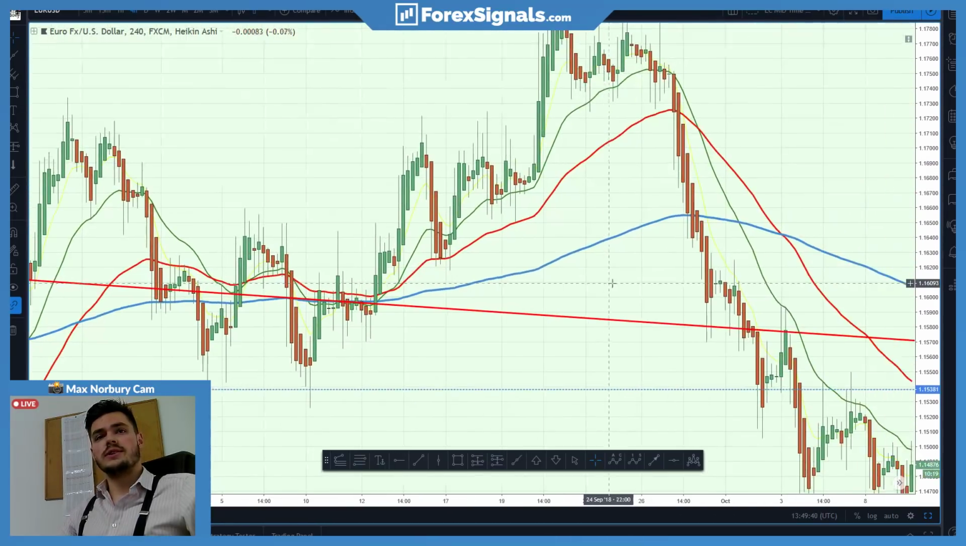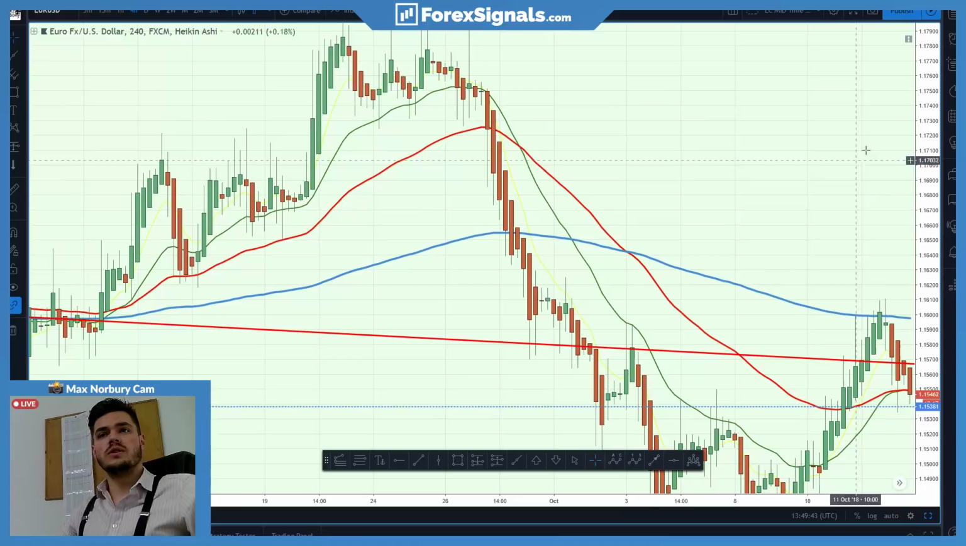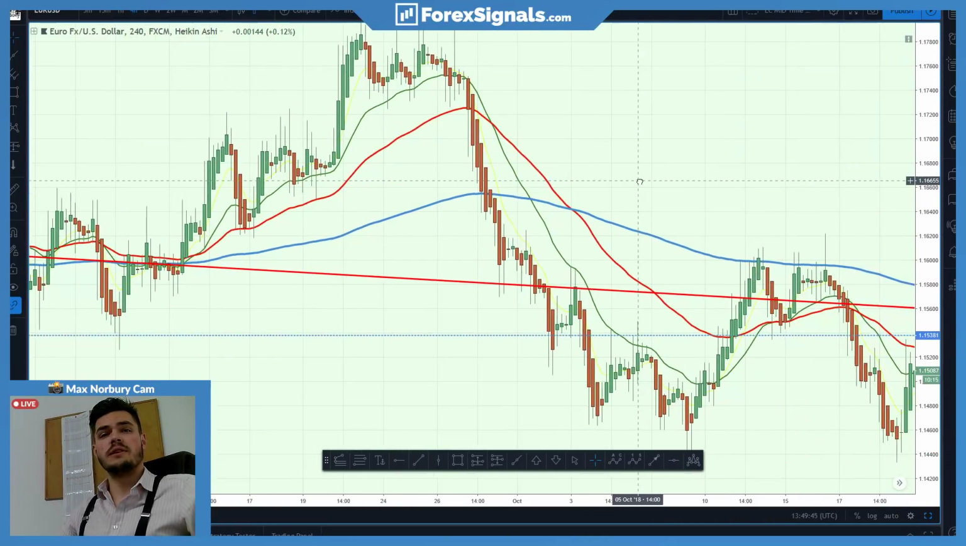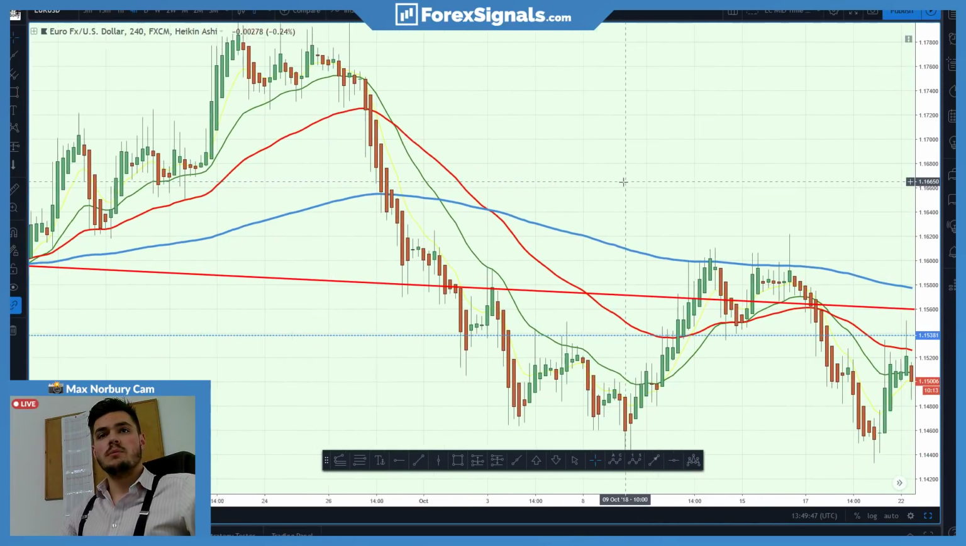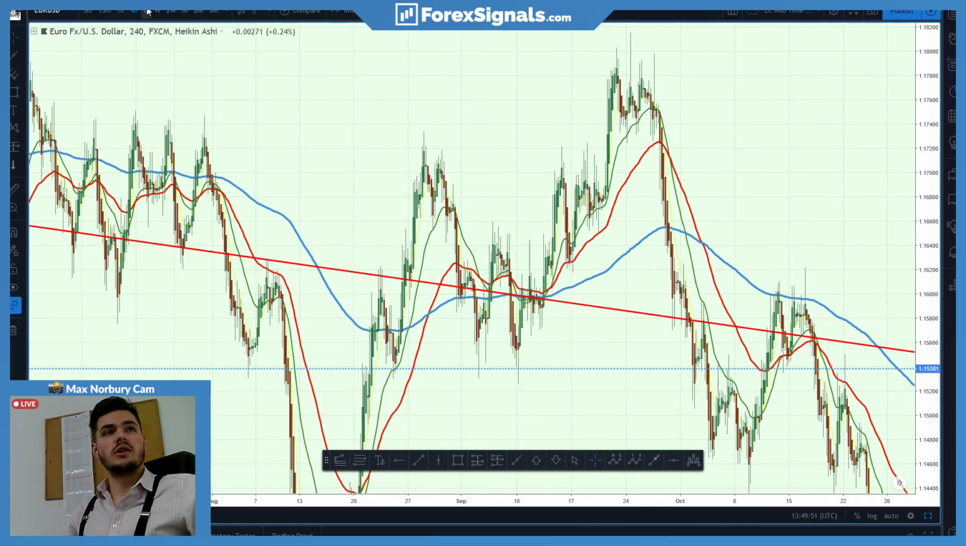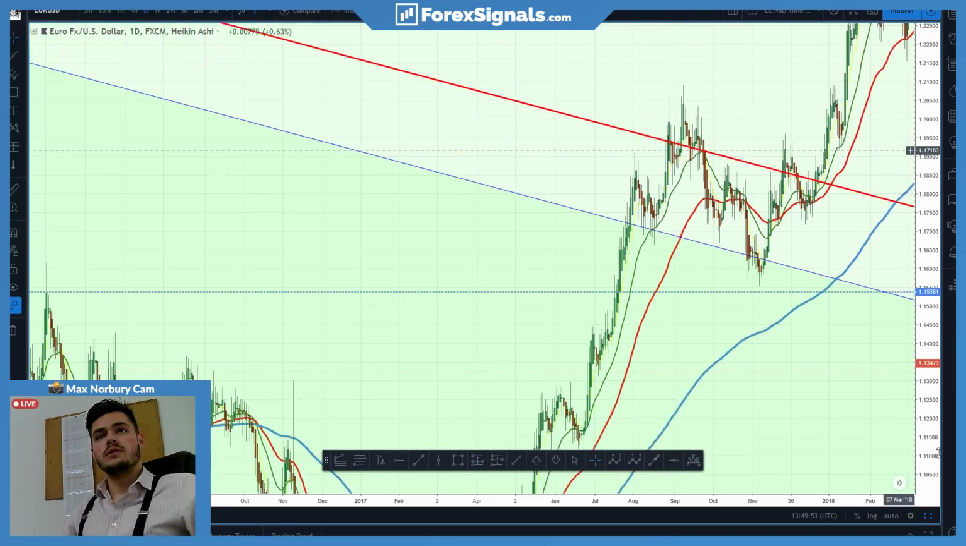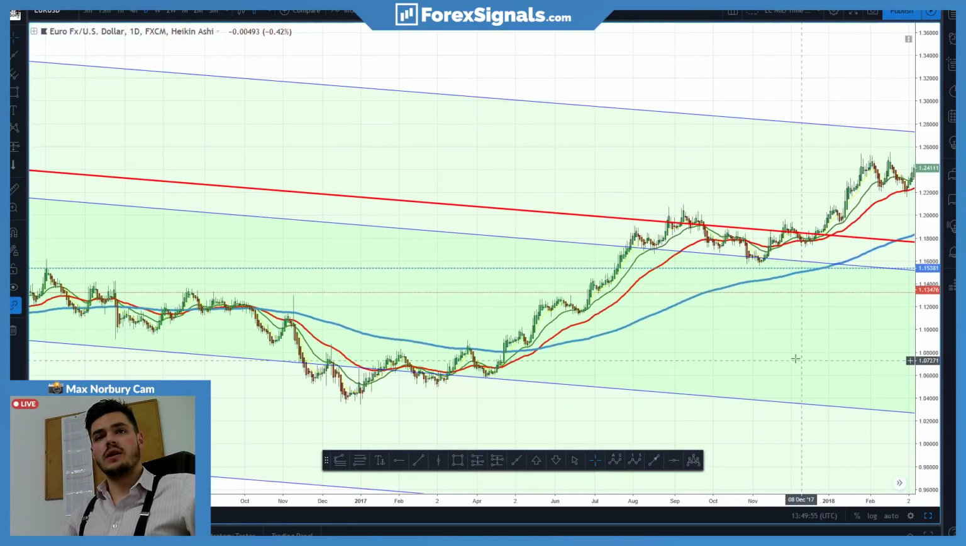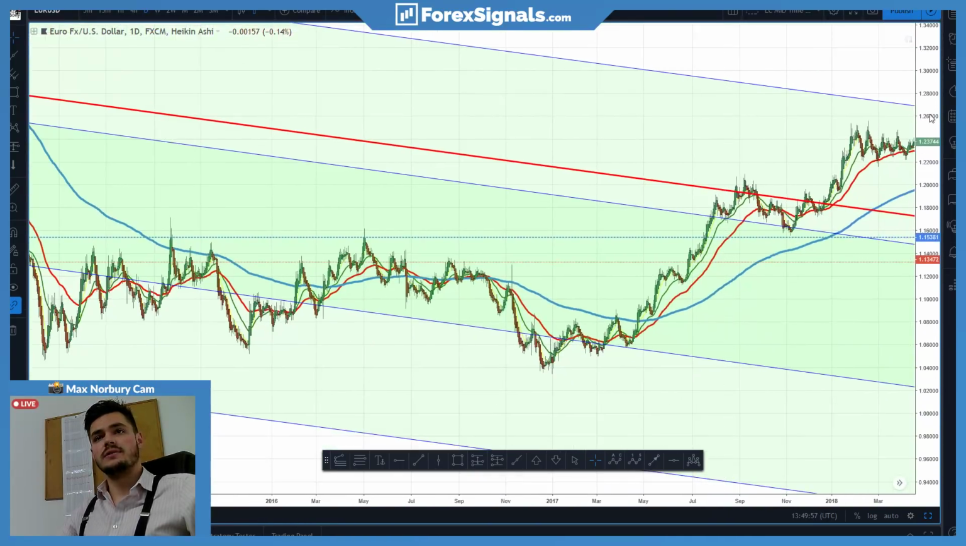So yeah, it's one of the most significant benefits of using tripwires like this. But that's what you really want to be looking out for here. So go up onto your daily time frame, where you have your trend lines in place on the daily.